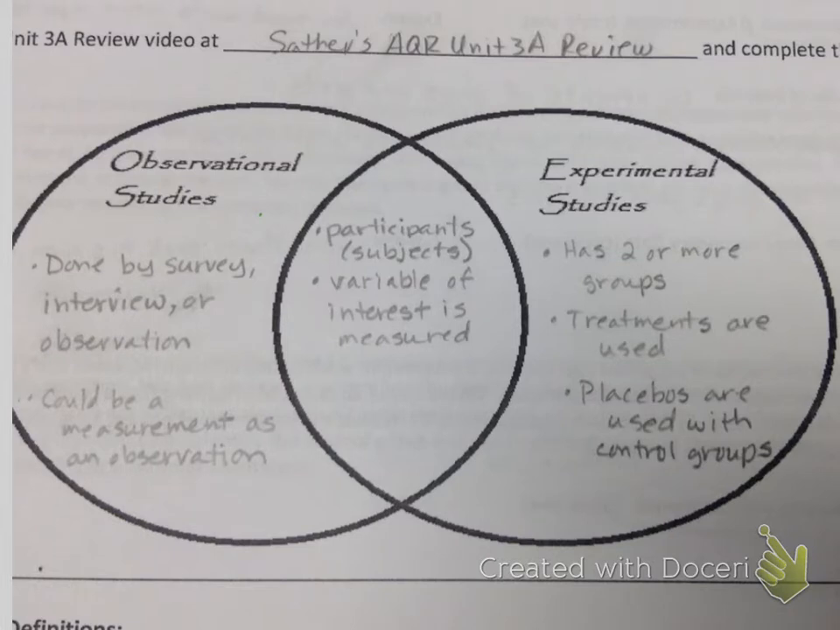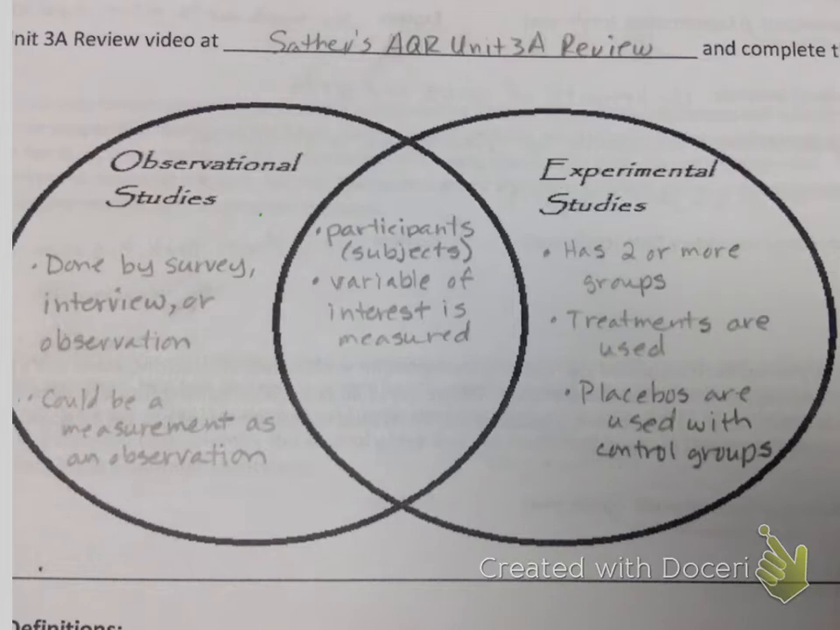The first thing we need to look at is the difference between observational studies and experimental studies. I've drawn this Venn diagram here so you can see what they have in common and what they don't have in common. They're both studies where people are doing something so that they can answer some kind of a question. Both types of studies have participants. Obviously they need some people or animals or plants or something that are going to be in the study.